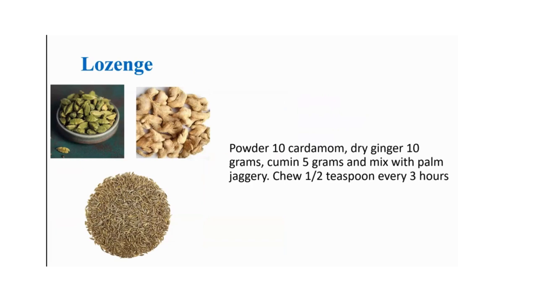Next are lozenges made by mixing three ingredients. Number one is cardamom, elakai. Number two is dried ginger, chukku. The third one is cumin seed. So 10 grams of cardamom, 10 grams of dry ginger powder, and 5 grams of cumin seed powder. Mix together. We add palm jaggery as per the taste of each patient, each of our relatives or any children in our family.